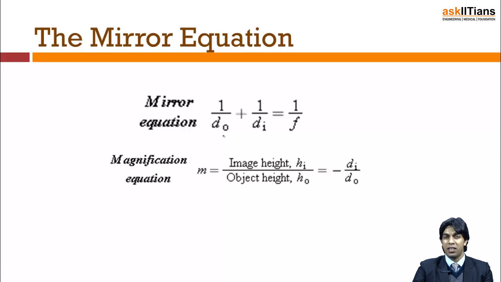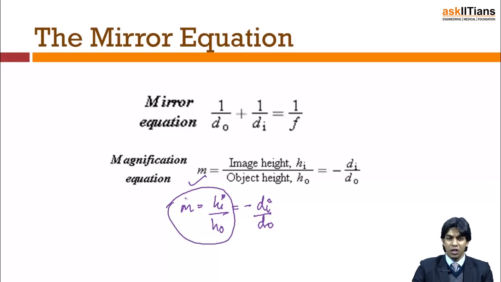1 by, that is the reciprocal of the object distance, plus the reciprocal of the image distance is equal to the reciprocal of the focal length. And the magnification is given as this. That is, I will write it again to explain it in a better sense. That is, M is equal to Hi by H0 and is also equal to Di by D0. That is the magnification; the definition is image height divided by the object height.